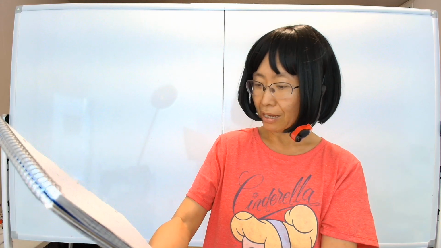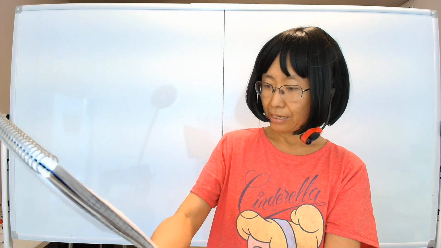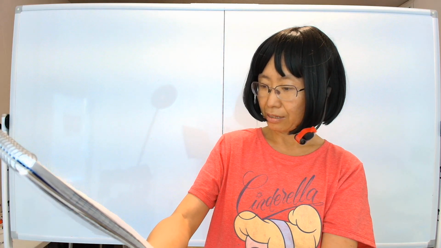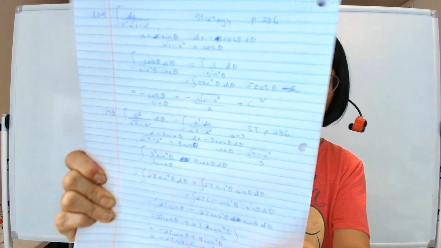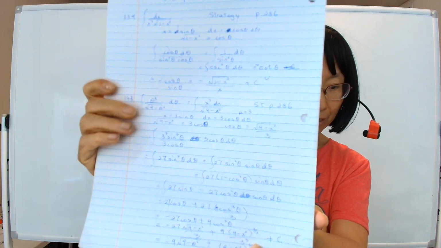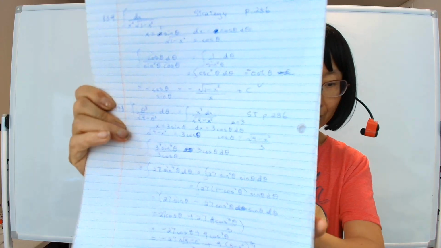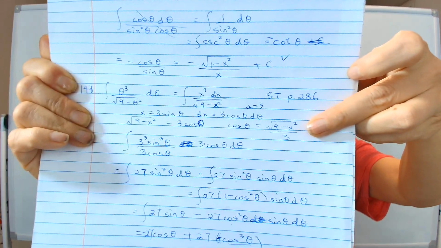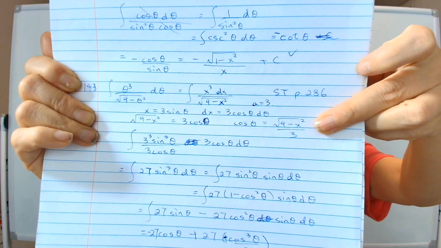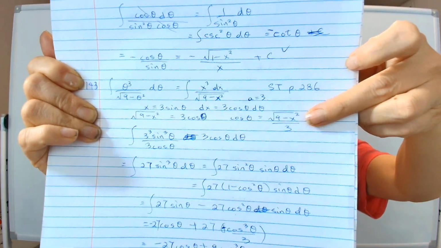Yeah, the answer is cosine theta, and that's because we already know what cosine theta is. At one point, right here on the other side, see, I worked out that the cosine theta is this thing. And once you know, you don't have to draw a triangle, okay?